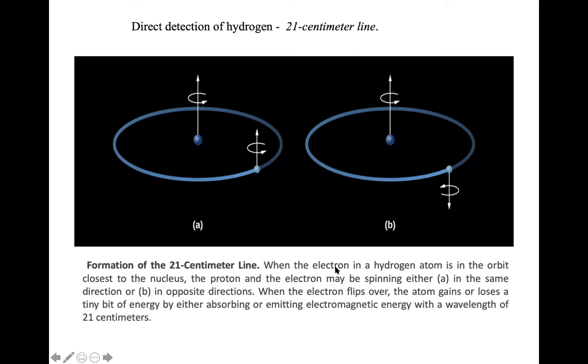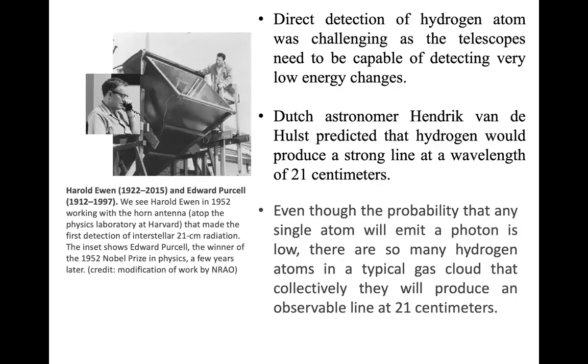And this particular feature is actually used to detect this hydrogen, because there is no other way of detecting it, right? So here are Harold Ewen and Edward Purcell, who are the pioneers of detecting this 21 centimeter line. This was very challenging, as you see, right? Direct detection of hydrogen atoms was very challenging, as the telescopes need to be capable of detecting very low energy changes, right? This change is very small.